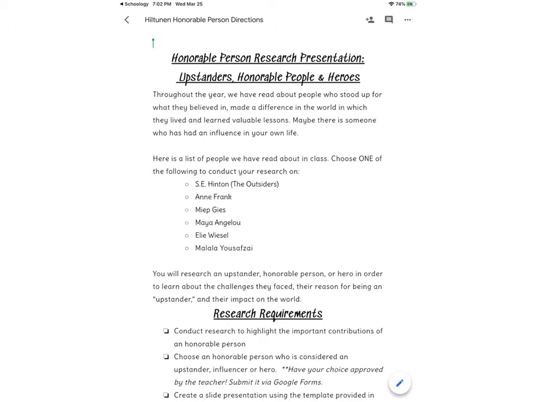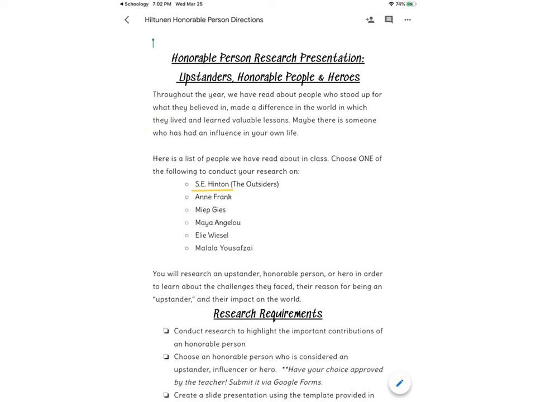So here are the directions I wanted to read through with you. Throughout the year, we have read about people who stood up for what they believed in, made a difference in the world in which they lived, and learned valuable lessons. Maybe there's someone who has had an influence in your own life. Here's a list of people we have read about in class. Choose one of the following to conduct your research.